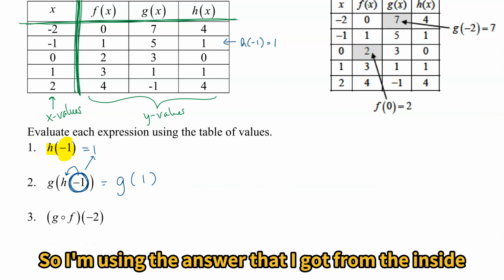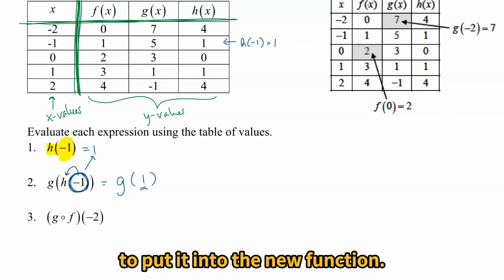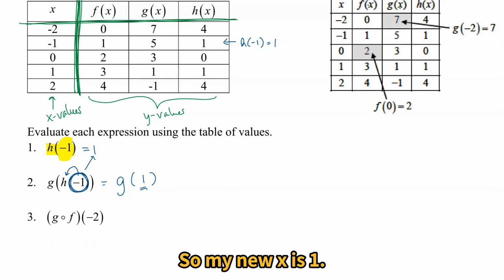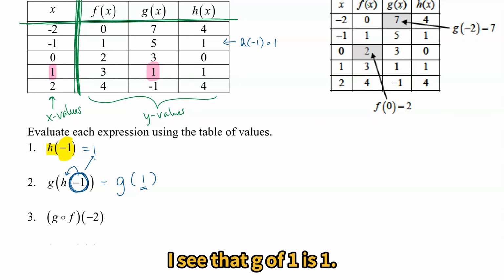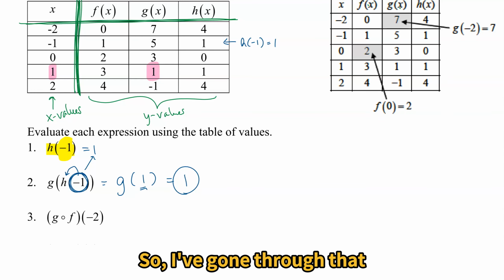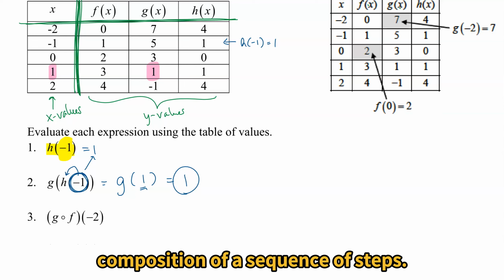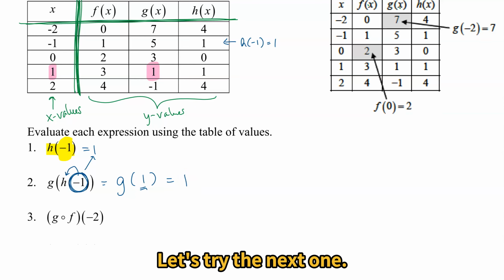So I'm using the answer that I got from the inside to put it into the new function. So my new x is 1. Use a different color. My new x is 1. And now if I go over to g, I see that g of 1 is 1. So I've gone through that composition of a sequence of steps. Let's try the next one.